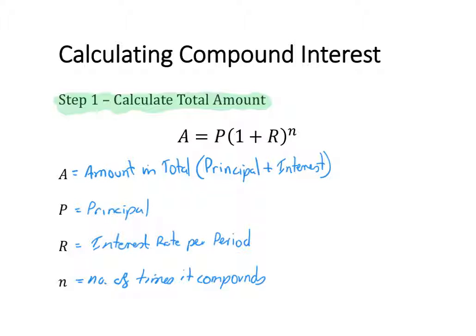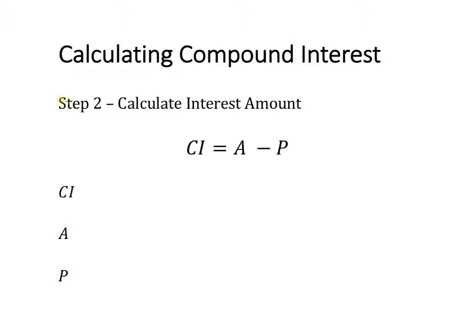So in calculating the amount of compound interest, the first step is to calculate the total amount using the formula A = P(1 + R)^N. The second step in calculating compound interest is to calculate the actual interest amount. And we use the formula CI = A - P.